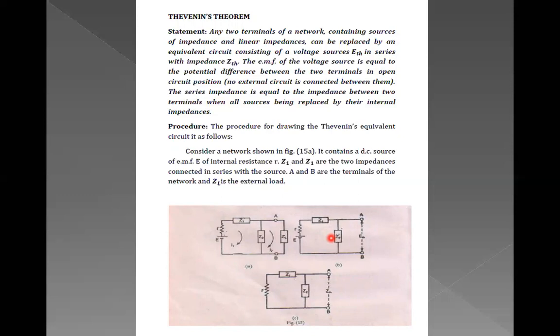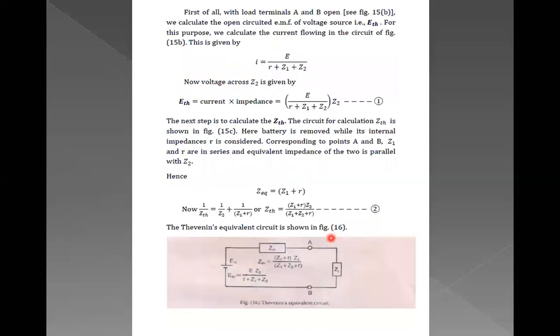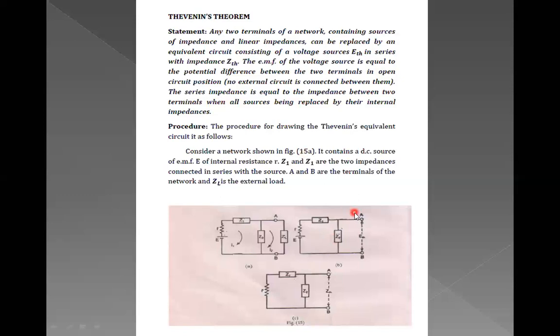If the resistances are in parallel, then the resultant resistance is given by 1 by R equal to 1 by R1 plus 1 by R2. So using that, we can say that the current is equal to E by R plus Z1 plus Z2. Now we are finding the voltage across these two points. What is voltage? V is equal to I into R, where R here is the impedance Z2. So I into Z2 is nothing but ETH, isn't it?